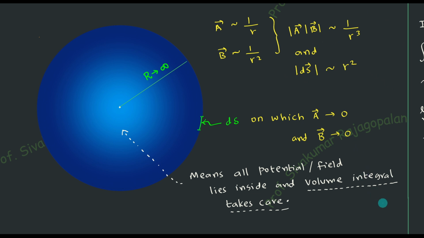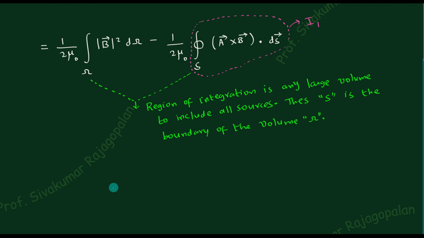Let us go back and see what is the meaning of the volume integral taking care. See here, this particular integral is the volume integral, right? Because all the sources are well inside the sphere, the volume integral will take care of the value inside the volume. The surface integral will take care only of whatever is lying on the surface. Since on the surface everything is 0, the integral goes to 0. That is the idea. If you don't want to consider such an infinitely large sphere, then excellent.